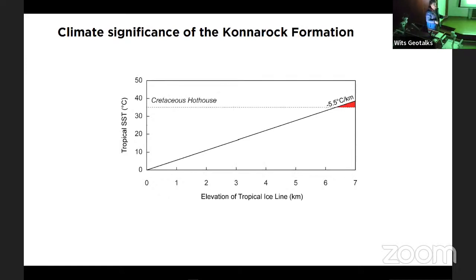So let's start with the Cretaceous. We know during the Cretaceous, the sea surface temperatures in the tropics were about 35 degrees Celsius. So that means there would only be glaciers at altitudes in excess of 6 kilometers. So only the highest mountains in the tropics would have any kind of glaciers. Then you've got to ask yourself, what's the preservation potential? How likely is it that some lake sediments on one of the highest mountains on Earth is going to be preserved in the geologic record? Well, it's pretty low.